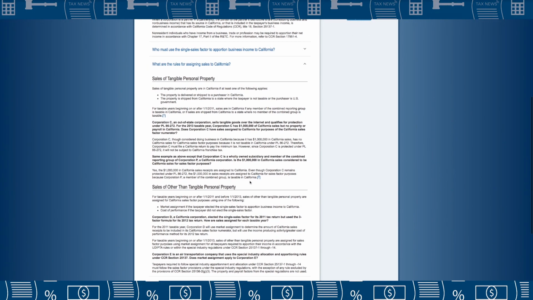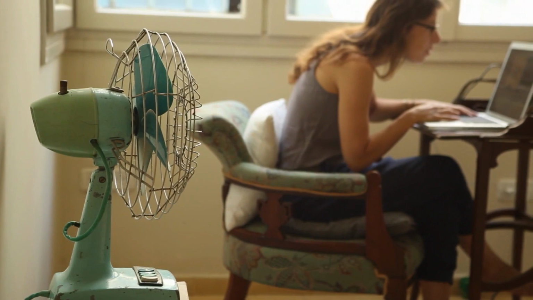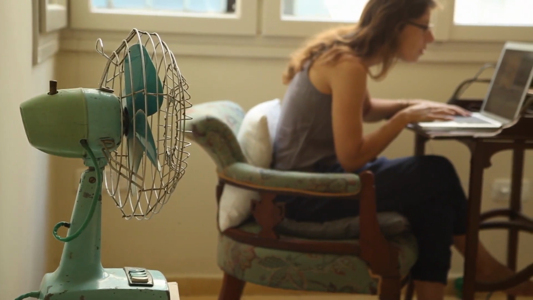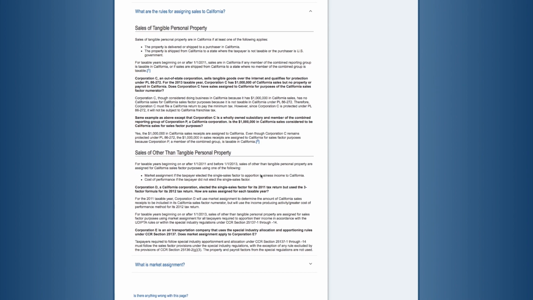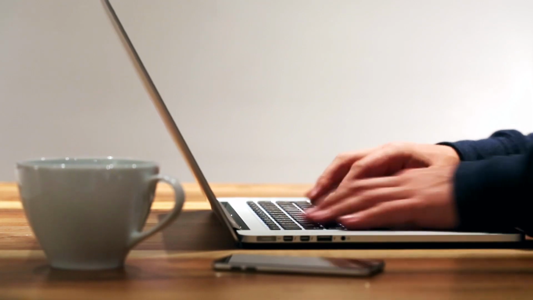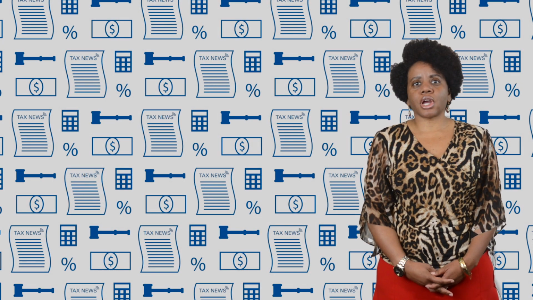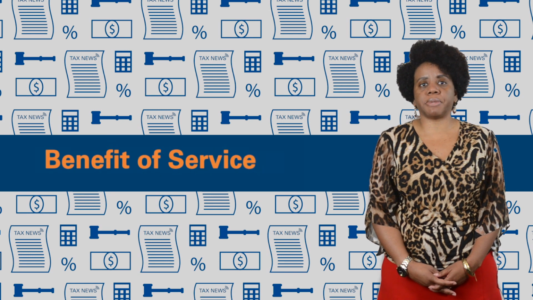There are rules that apply to sales of tangible personal property, like selling some furniture or other inventory, but there are different ways to calculate sales of personal property that is something other than tangible property, say like the next big Hollywood script idea.